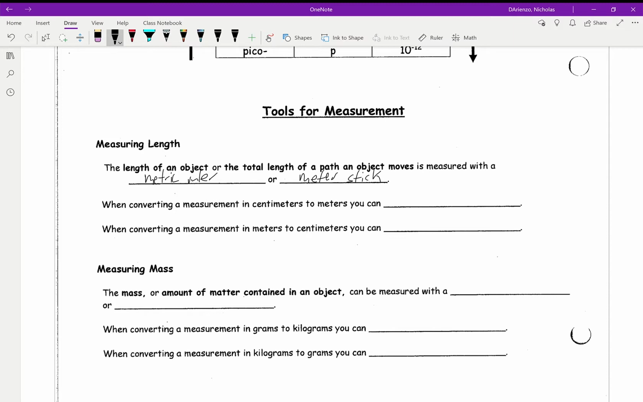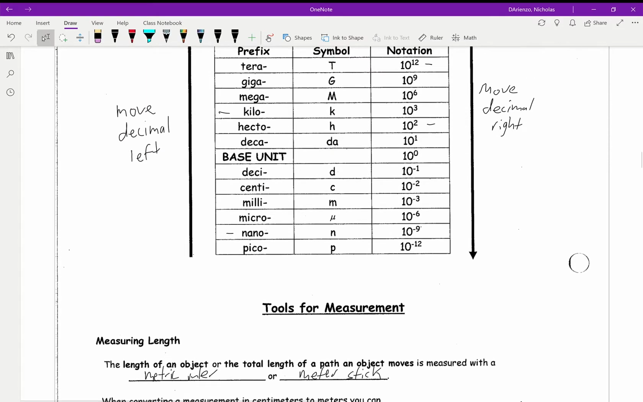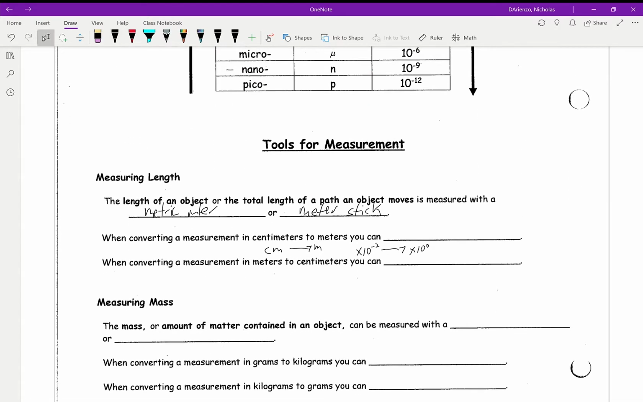Now to give you a little shorthand notation for some simple conversions, if we're converting a measurement that's in centimeters to meters, this would be times 10 to the minus 2, to times 10 to the 0, which if we go back up here, this would be from a centi to a base unit. And according to our prefix table, we're going to move the decimal to the left.